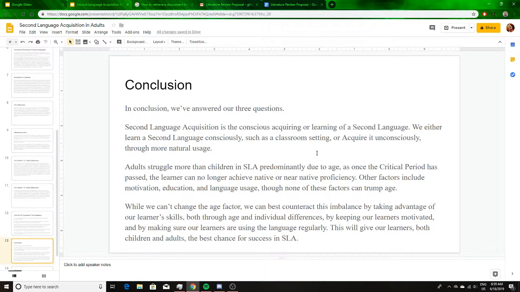And while we can't change the age factor, we can best counteract this imbalance by taking advantage of our learner's skill, both through age and individual differences, by keeping our learners motivated and by making sure our learners are using the language regularly. This will give our learners, both children and adults, the best chance for success in SLA.